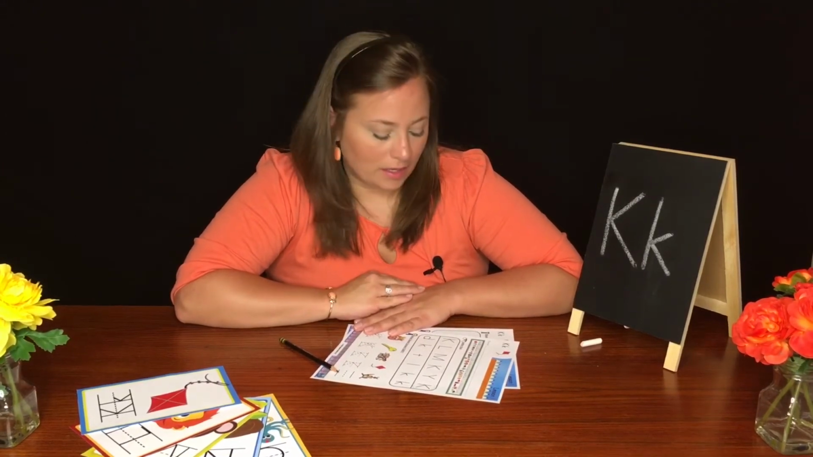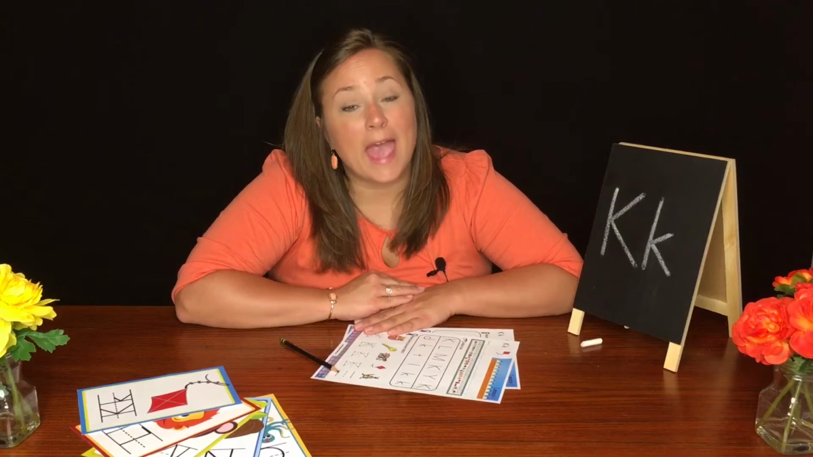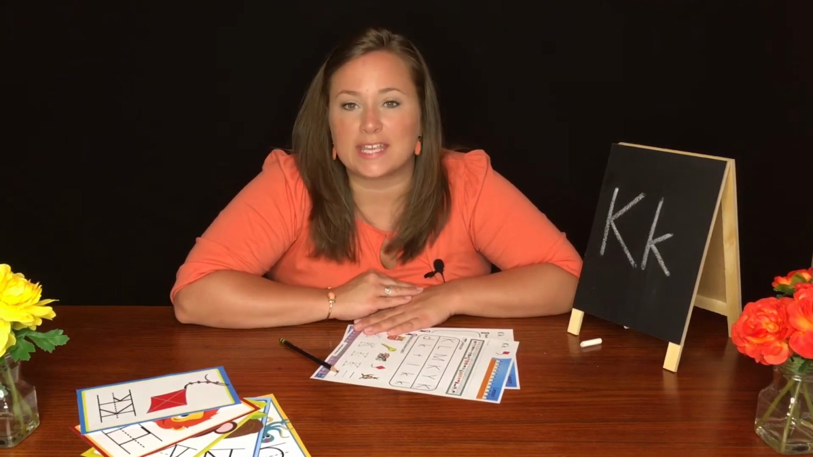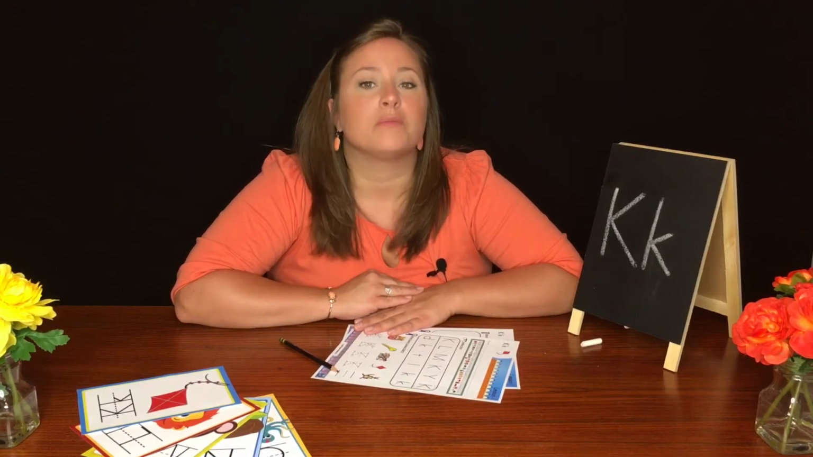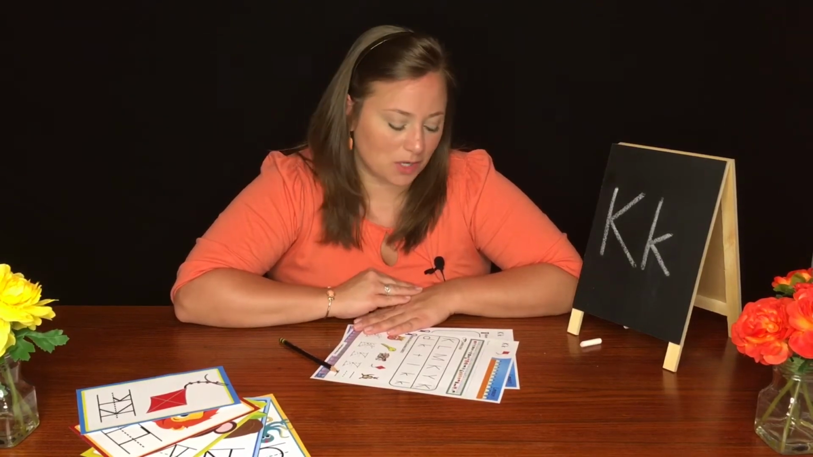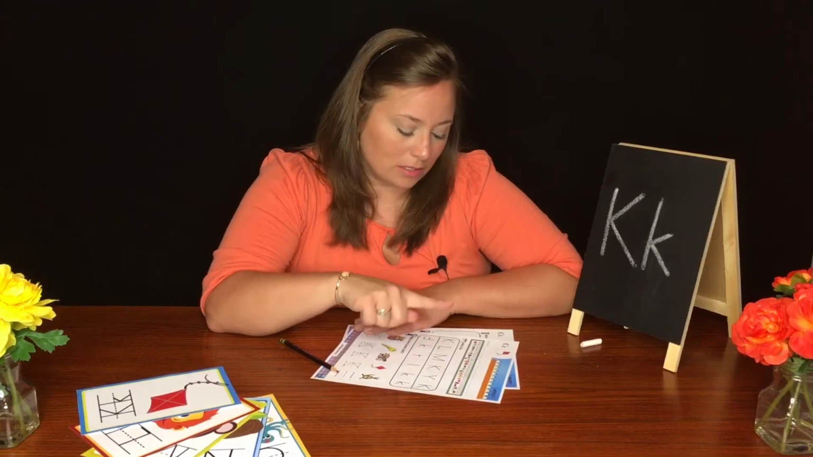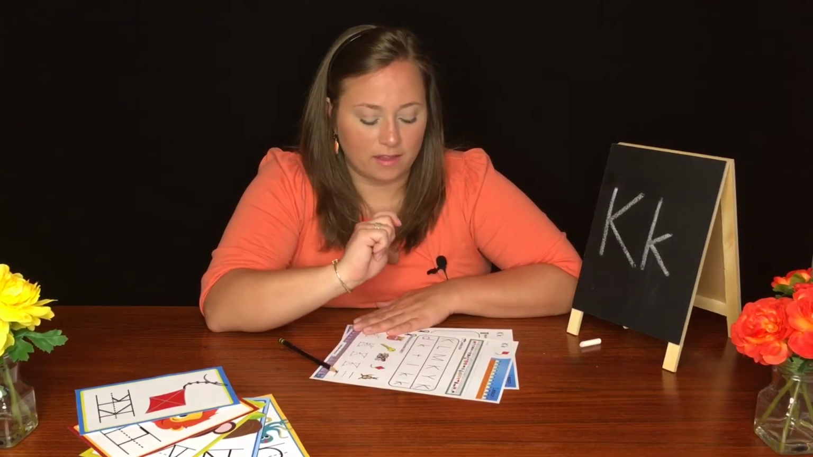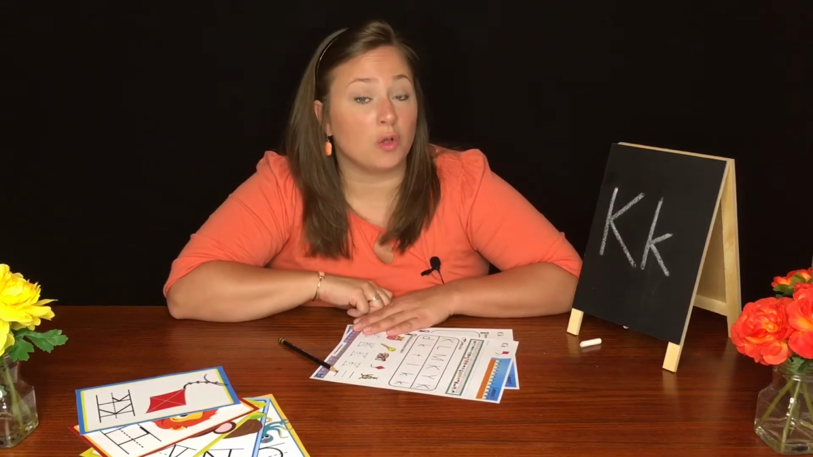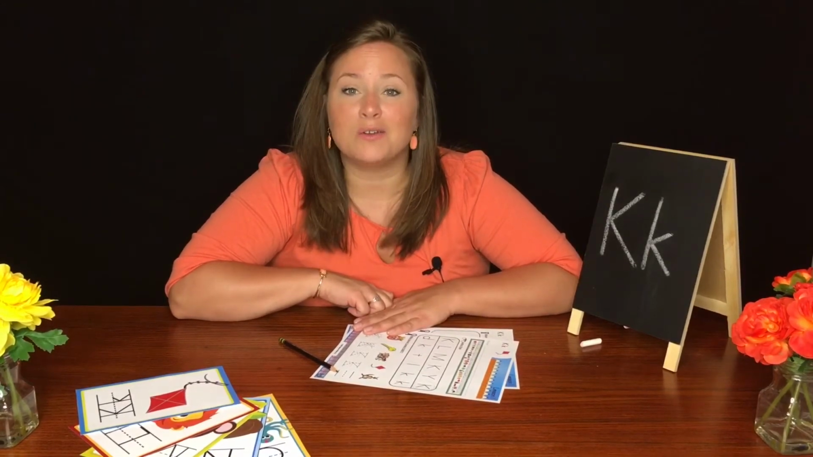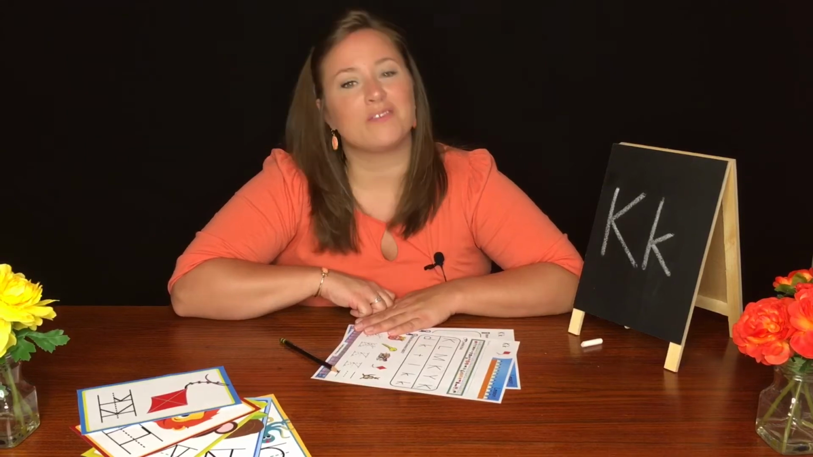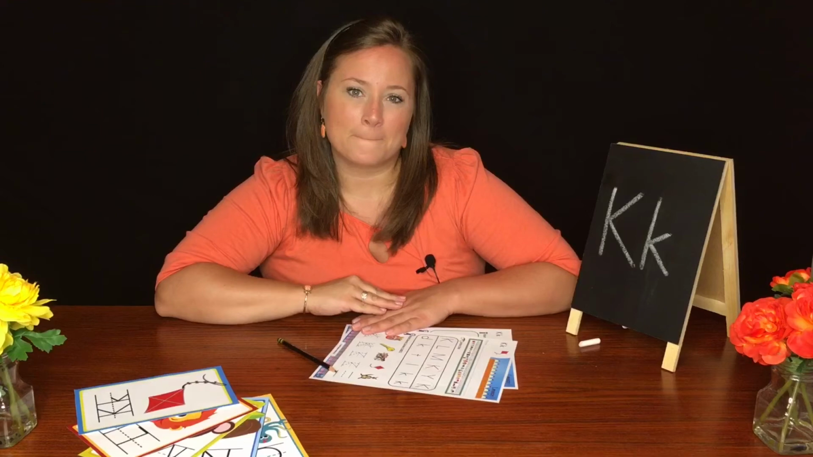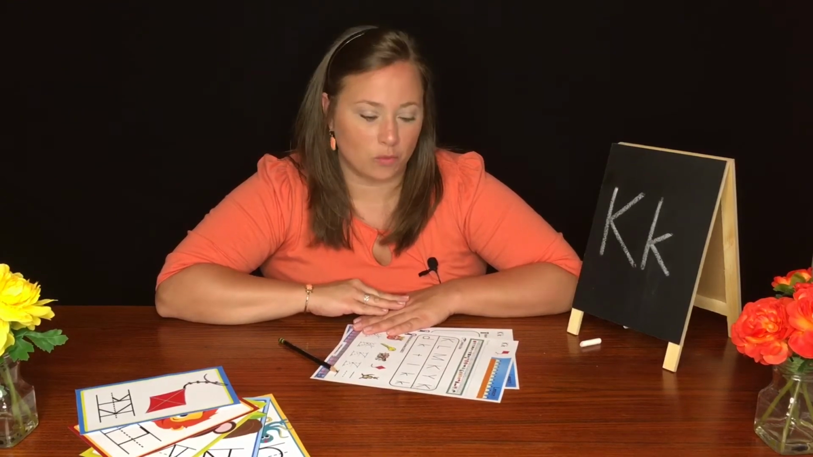Okay, now let's count how many K's you should have found. Remember, we're just counting the ones that are circled, because that should be the letter K that you've circled. All right, let's count. 1, 2, 3. Very good. If you circled 3 K's, then you got the first one right. Give yourself a pat on the back if you did it right. Good job.